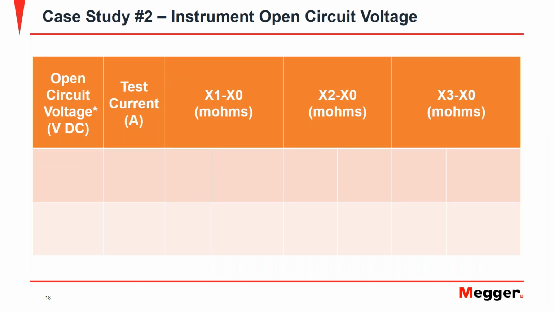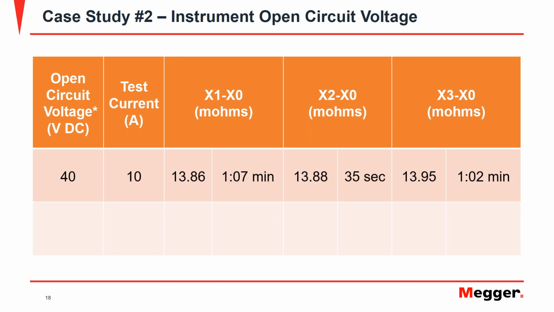In this case, we measured winding resistance, of course. We started off with a value of 40 volts DC on the open circuit voltage, and we used a test current of 10 amps. We measured the resistance of each phase of the transformer on the low side. For the first measurement, X1 through X0, it took us about 1 minute and 7 seconds to get a resistance value of 13.86 milliohms. The same exercise on the B phase, we measured about 13.88 milliohms and it took about 35 seconds. And the third phase, we measured 13.95 milliohms and it took about 1 minute and 2 seconds to get a stable reading.